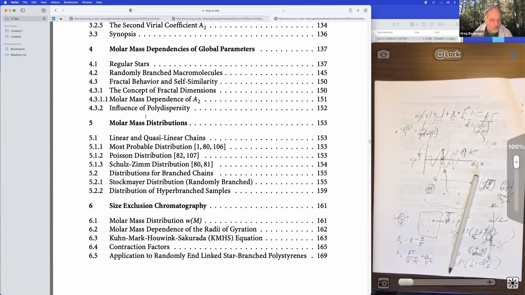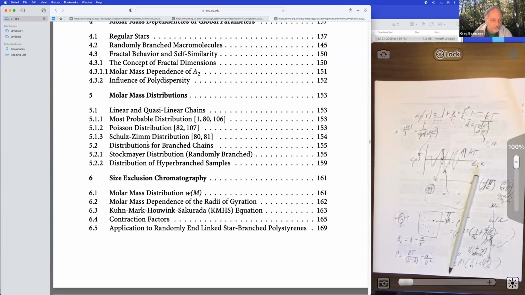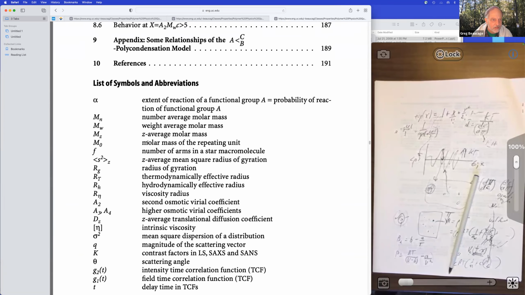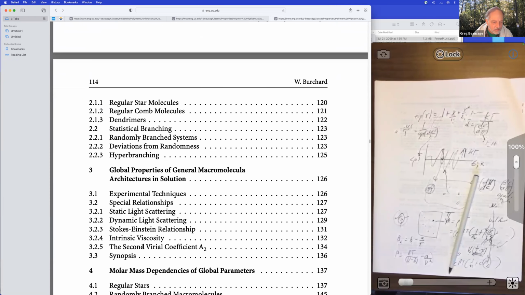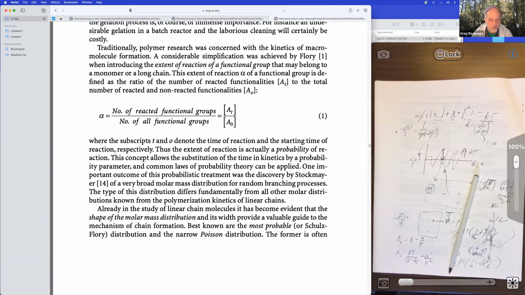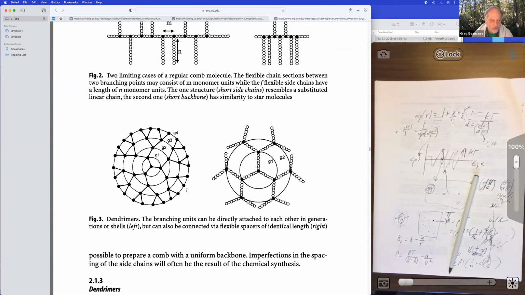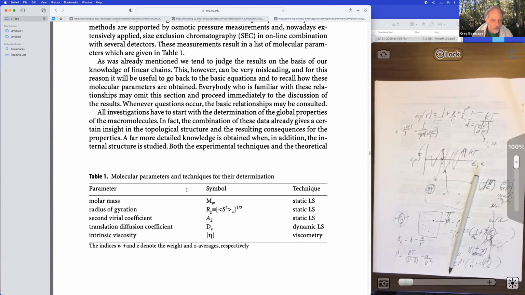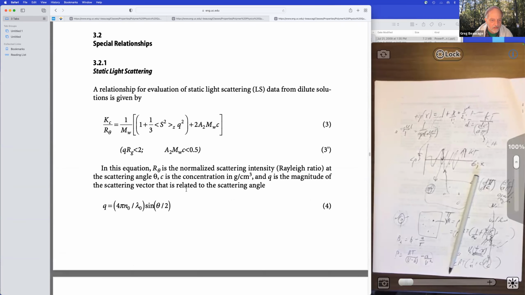And he goes through, let's see, at the end of one of these, the second virial coefficient, A2, page 134. Is that 113? Is this 121 or something like that? No, this is just 134. This is the same equation. So this paper is kind of taking things from this.